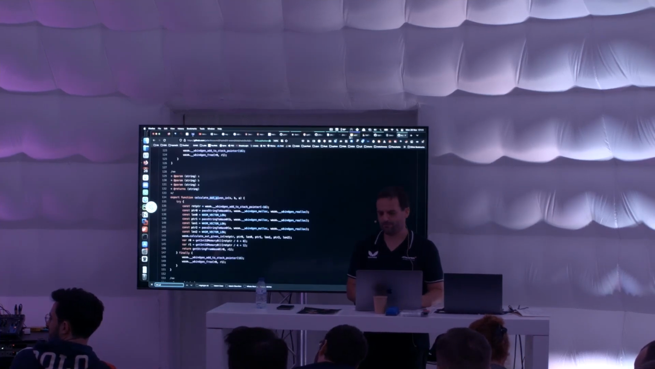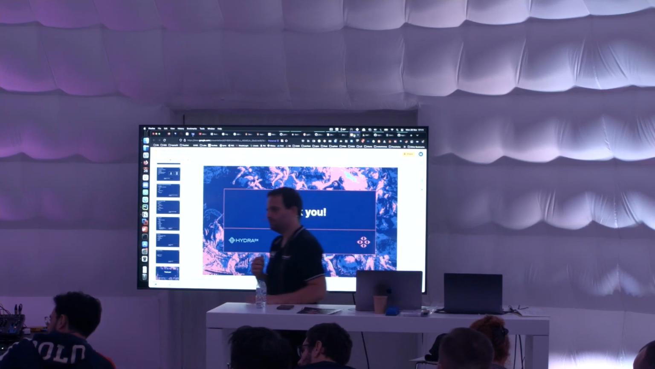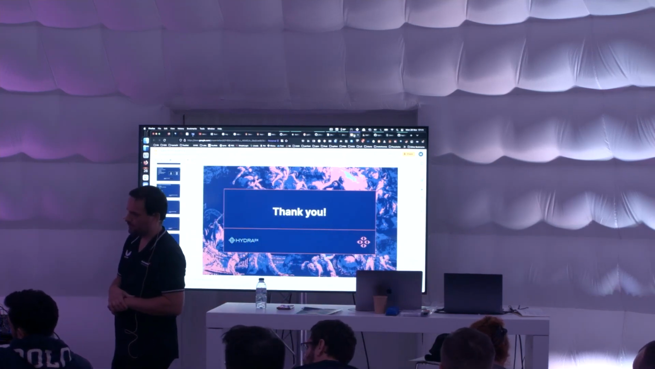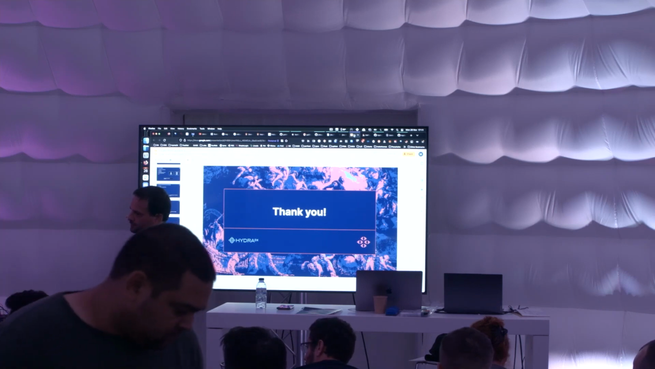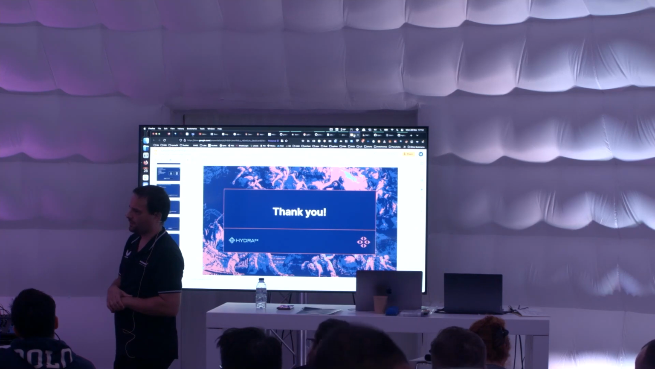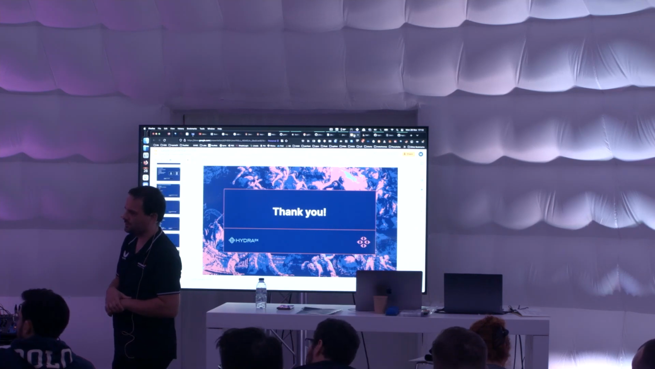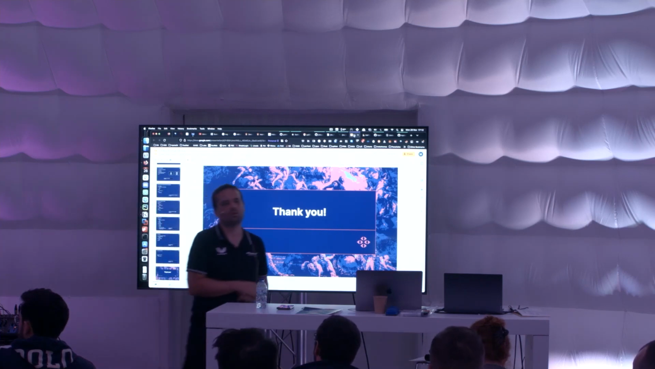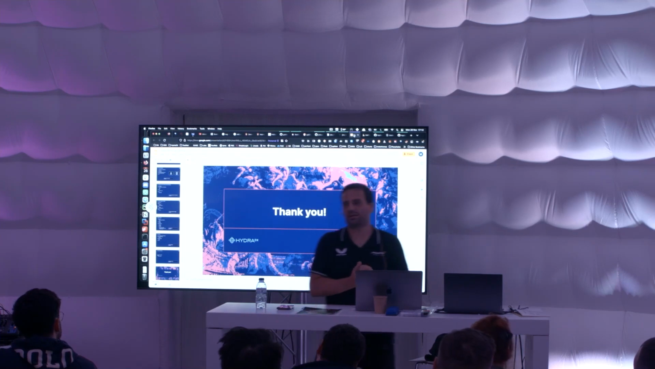So my question is, why do you make it with your own pallet instead of building the same thing with ink smart contracts, for example? Can you repeat? Why do you make your own pallet for that instead of building the same stuff with smart contracts? Why do you build your own pallet?